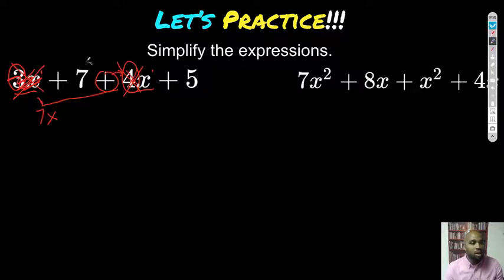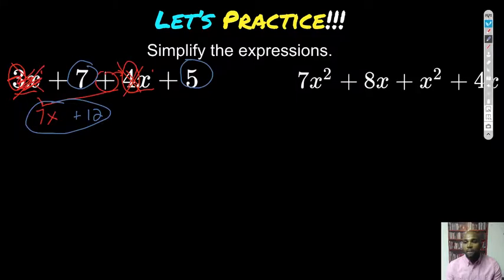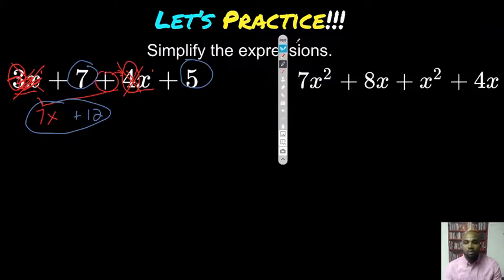I have two constants, 7 and 5. Can I combine those? Yeah, those are like terms. So 7 and 5 gives me a 12. So that's the best I can do at simplifying that. Move this over a little bit.